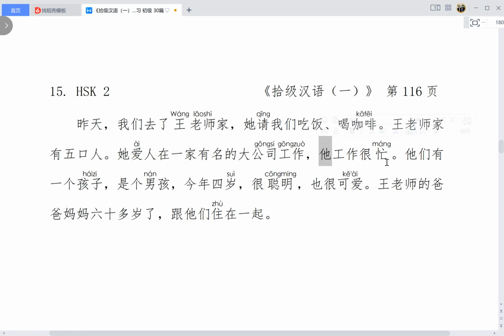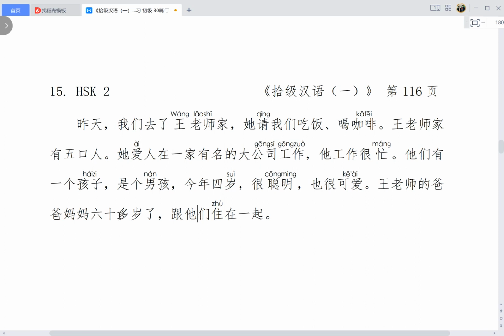The work is very busy. But here the topic is him, 他, and the rest, 工作很忙, describes the situation about him. So 他 here is the topic of the sentence. In English you will say this is a subject, but to us it is more like a topic. Also about this sentence, the rest of the part is all around this child being talked about.